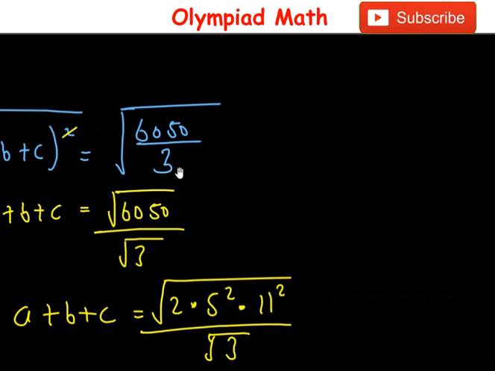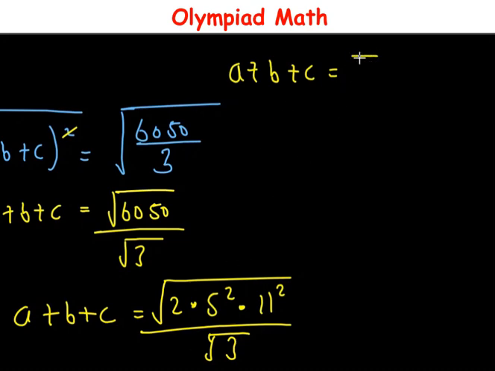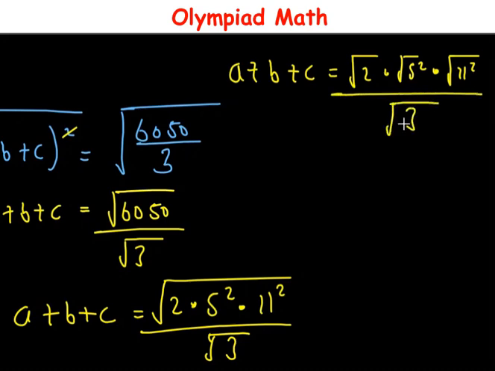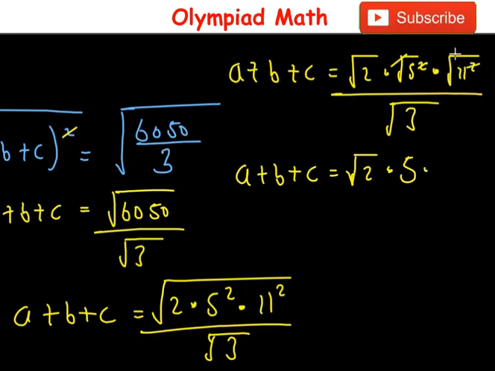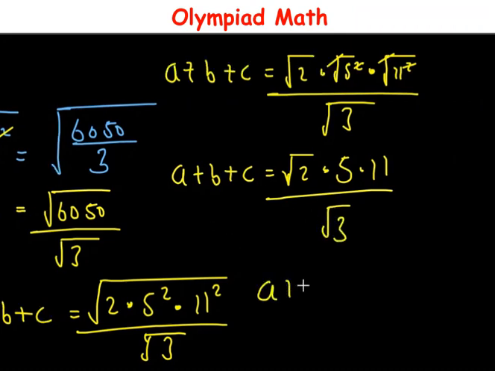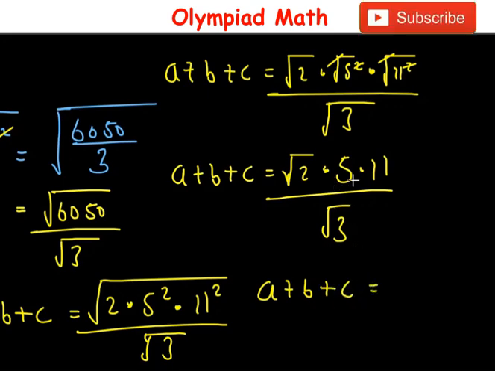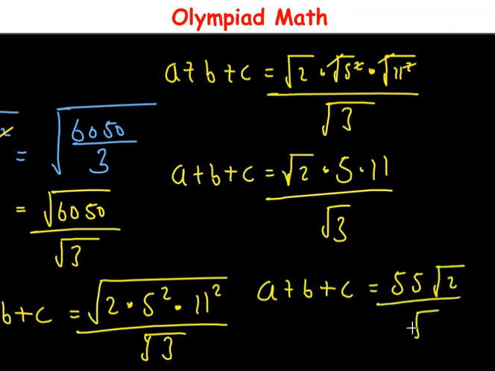From this, we have the value of A plus B plus C equals the square root of 2 times the square root of 5 squared times the square root of 11 squared all over the square root of 3. From here, A plus B plus C equals square root of 2, then the square cancels out the square root, we have 5, and the square cancels the square root, we have 11, over the square root of 3. From here, A plus B plus C equals 5 times 11, 55, times root 2 divided by root 3.